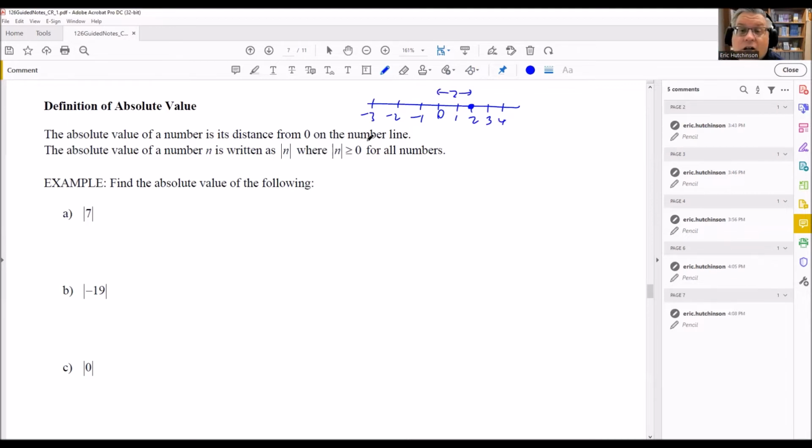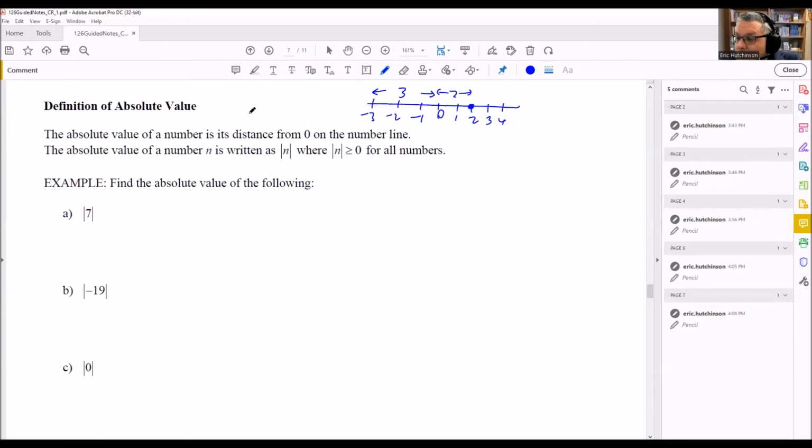Now let's say we're at -3, how far are we away from zero? Well, from -3 back to 0, that's a distance of 3. So notice that the distance is always positive regardless of if you have a negative or a positive. Now this distance away from the 0, that's called absolute value.